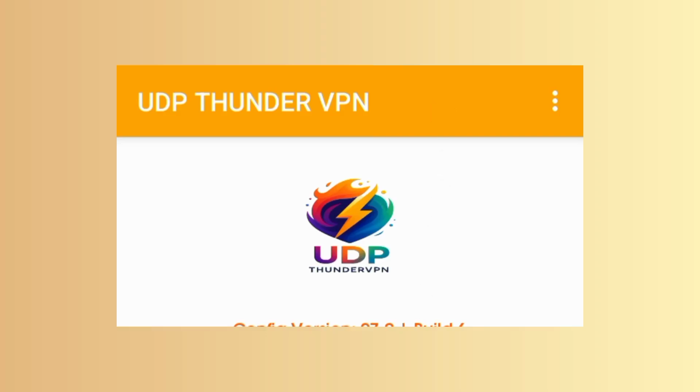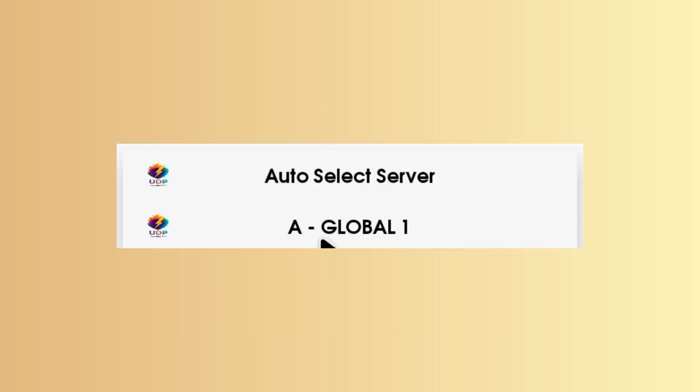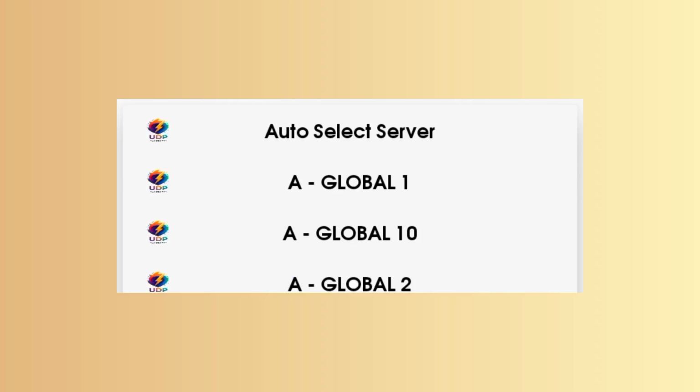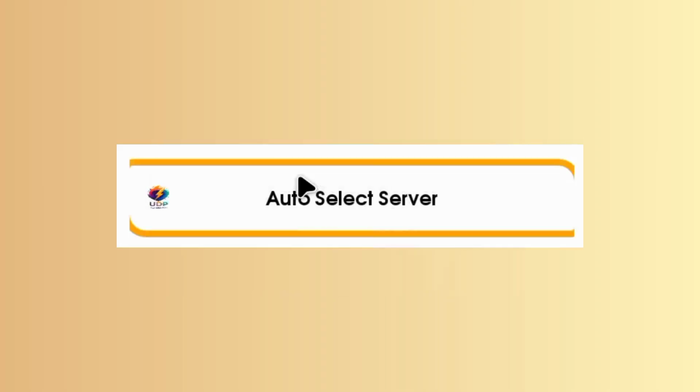And you're required to pick a server. Where you see auto server, you can tap here and you can pick from any of the presented servers. So you can either pick a global 1, 2 or 10, whatever you prefer. So for today's guide, let's pick auto. This is because the app will automatically pick the best performing server in your location.